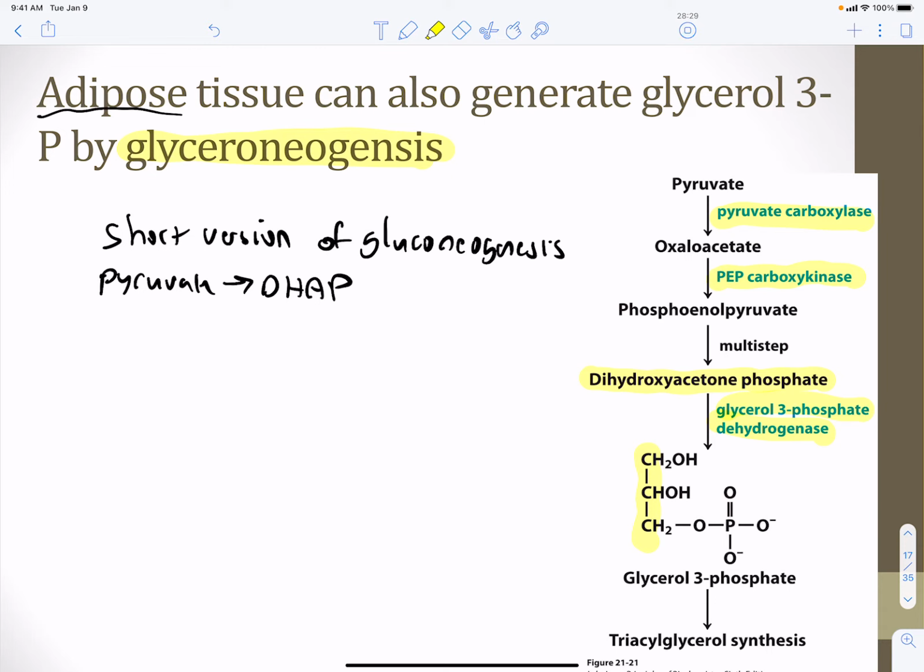So glucose, again, is not going to be synthesized. But both adipose tissue and the liver have pyruvate carboxylase, and both adipose tissue and the liver have phosphoenolpyruvate carboxykinase. And it's the same enzyme, needs GTP, the whole thing. Nothing is different. So keep that in mind. Both liver plus adipose.